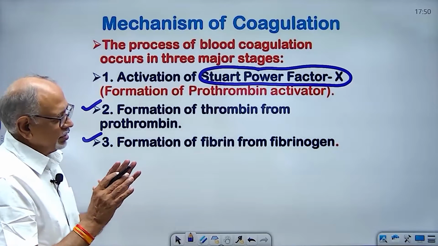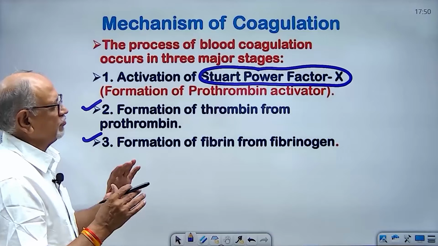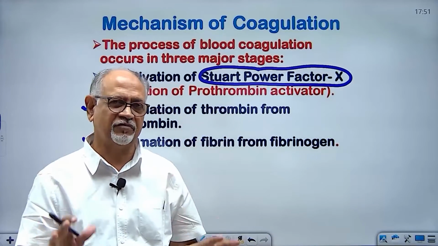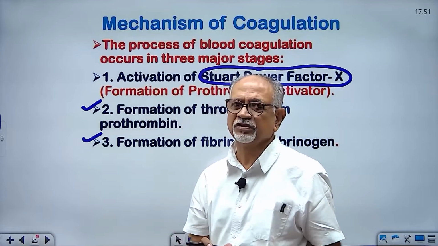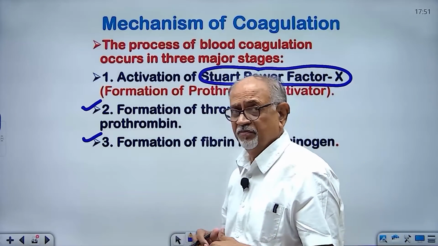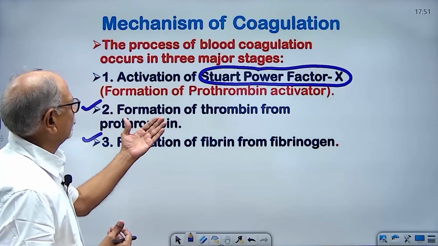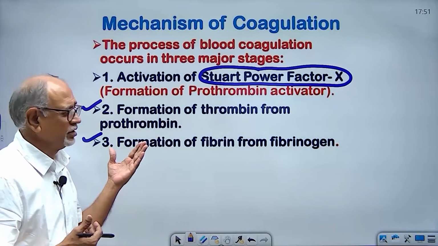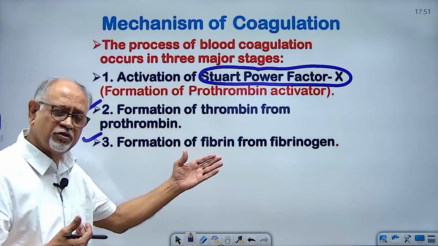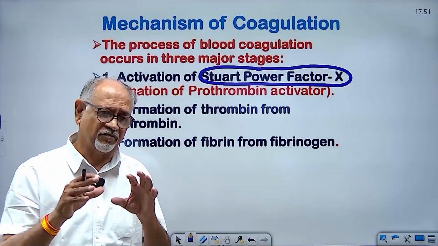So, in simple sequence, we see that first of all, the activation of Stuart factor 10 has to be achieved in the process of blood coagulation. Once it is achieved, it is instrumental in converting prothrombin to thrombin. This thrombin enzyme converts the fibrinogen into fibrin, and that is the important step in the formation of a clot.